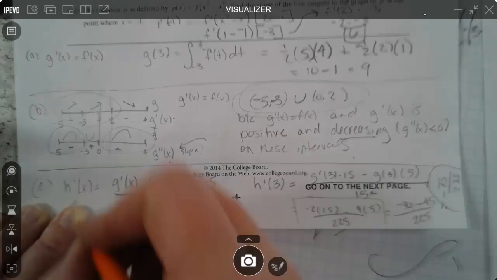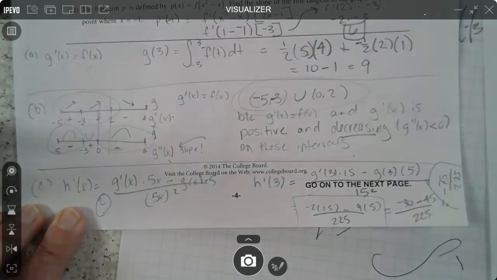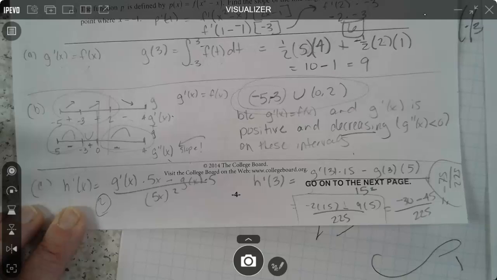You got 2 points for doing that part. For doing the quotient rule correctly, you got 2 points. Even if you couldn't find the value, but you could do the quotient rule, you got 2 points. Then your answer is 1 point there, which, again, you could stop here, here, or here. I went negative 75 over 225. They simplified it down to negative 1/3. It doesn't matter so long as you got that.